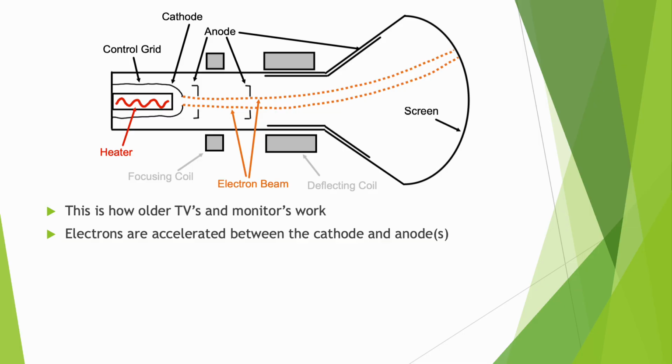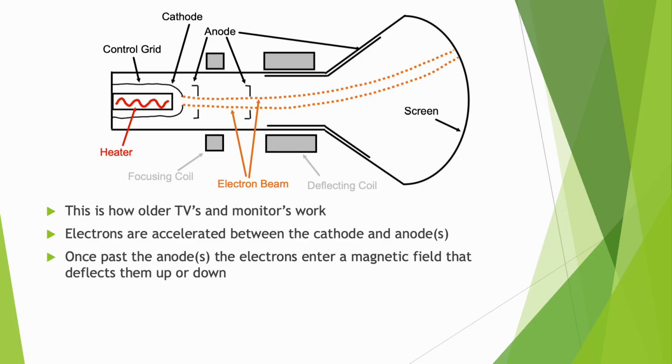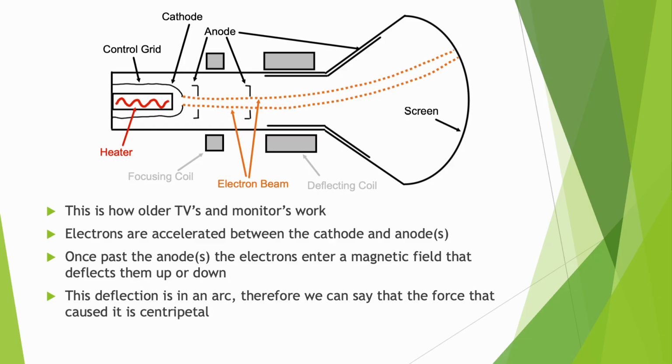And like I mentioned, our electrons are being accelerated between the cathodes and anodes. And then once past the anodes, the electrons enter a magnetic field that deflects them up or down. So that'd be in our deflecting coil. Now, if this deflection is in an arc, therefore we can say that the force that caused it is centripetal. Like I mentioned, this diagram is elongated so we can point some things out.